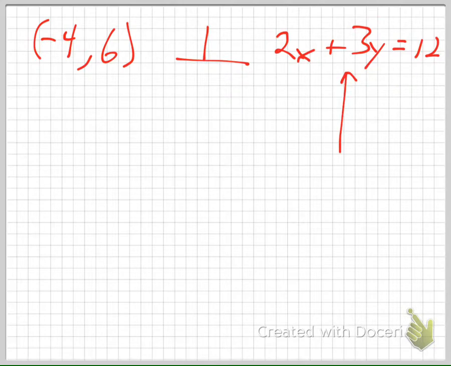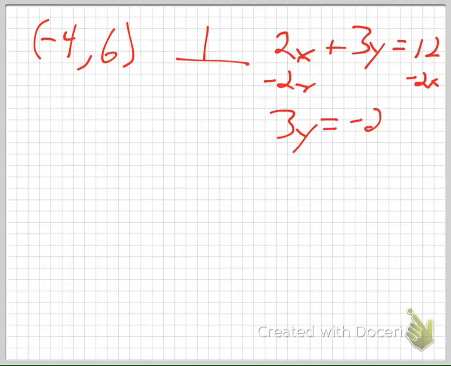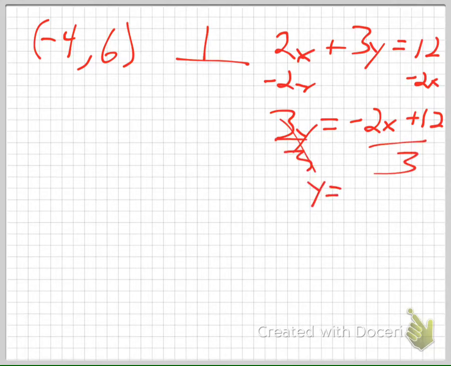What is this line written in? Standard form, which means in order for us to do this, we need to put it in slope-intercept form, right? So there are a few extra steps. Our line goes through here and is perpendicular to this line, but we can't do anything with this line until we get it in slope-intercept form. Subtract 2x: 3y equals -2x plus 12. Divide by 3: y equals -2/3 x plus 4.